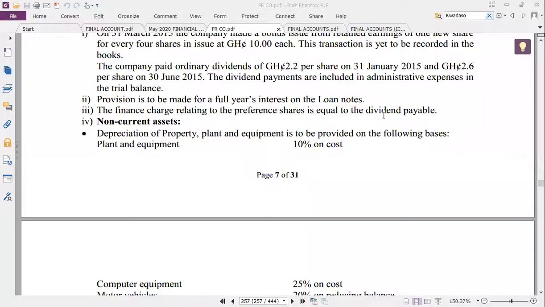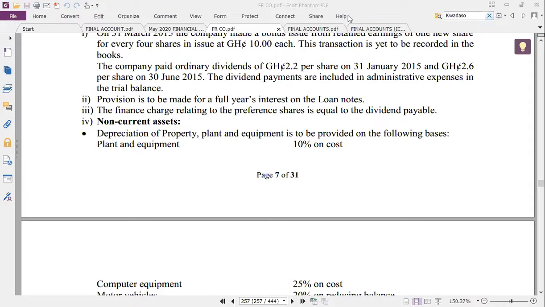Deferred tax. They said something there. I like what the examiner did. Let me go and pick the opening balance first. And today, have you seen this one is different from the one that we just solved? That's why we have to solve 5 questions before we sit for the exam. If we depend on one question, that's not professional exams. One question cannot guarantee your success. 5 different questions, not the same question 5 times.